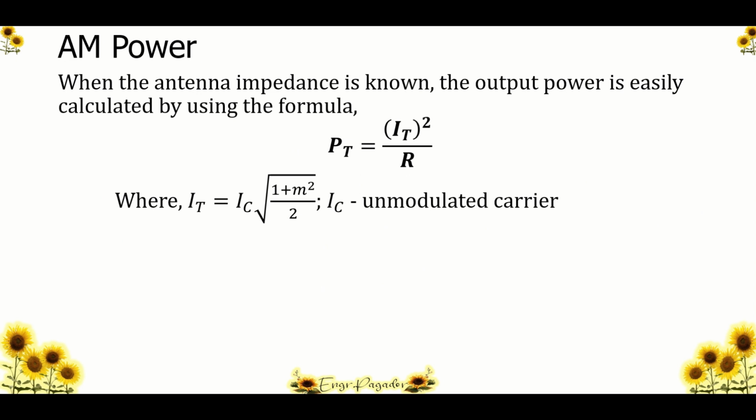When the antenna impedance is known, so yung R natin is known, the output power is easily calculated by using the formula PT is equal to IT squared over R. Yung IT natin is equal to IC times the square root of 1 plus m squared over 2, where IC is the unmodulated carrier current. Okay? So if we are given the unmodulated carrier current and the impedance, ito yung gagamitin natin na formula to solve for the total power of the composite AM signal. So let's have formulas for this one.